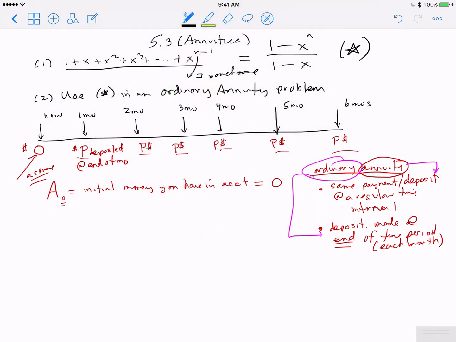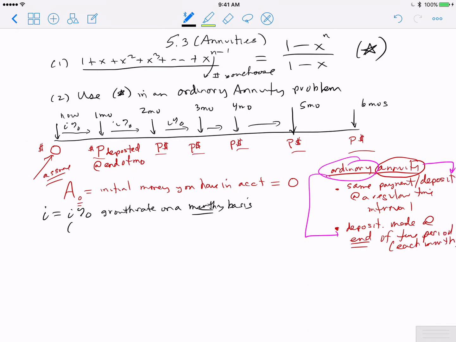And if you were to continue on with this problem, you could then ask yourself that in each time period, money is going to grow by I%, let's say I% interest each month. So I is a percentage, and it's the growth rate of your money on a monthly basis. We're going to assume that simple interest is in effect on each time period.